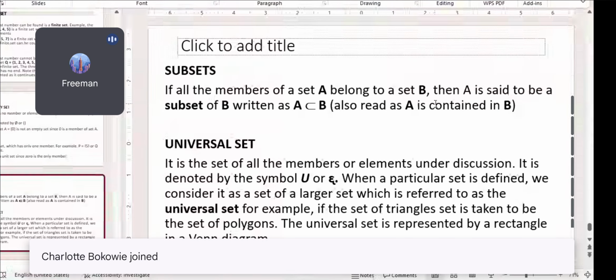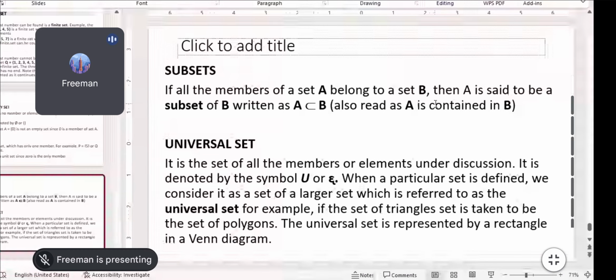Subset. If all the elements or members of set A can be found in another set B, then we say the set A is a subset of B. You are level 200 students. If we have set A equals level 200 students of Nyakote University College, then we have another set, students of Nyakote University College. You and I will agree that all the level 200 students are students of Nyakote University. So the set of level 200 students is a subset of students of Nyakote University College.